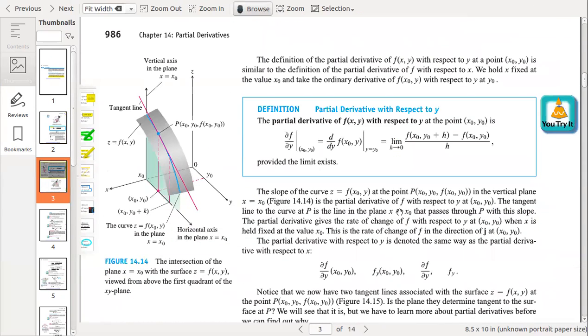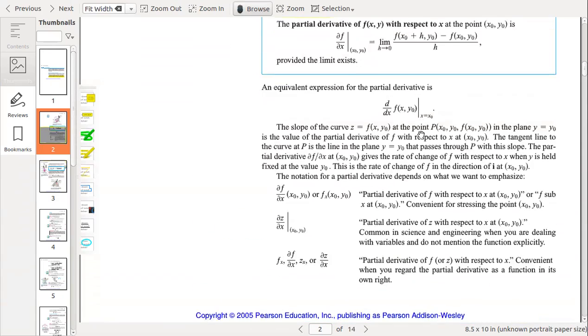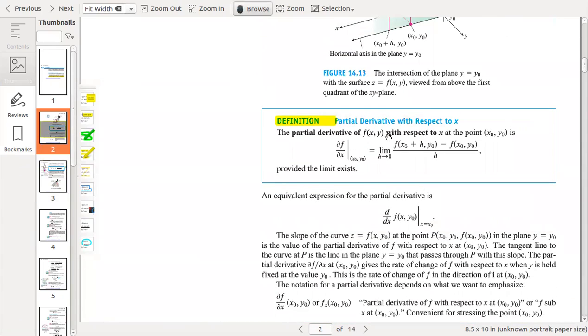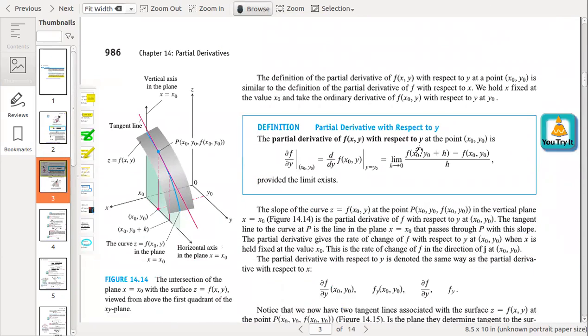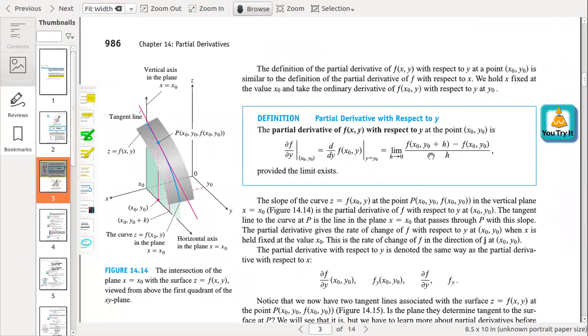So the second derivative, partial derivative with respect to y. If you make a comparison with partial derivatives of a function with respect to x, there the change is in the x coordinate. And for the partial derivative with respect to y, you will see the change in the y coordinate.